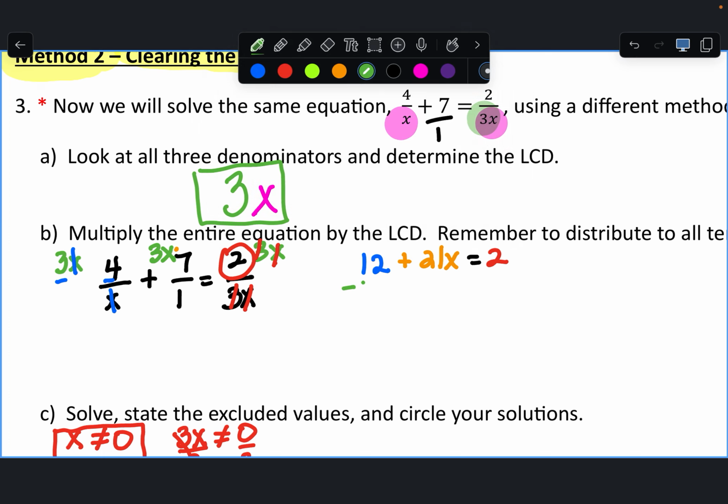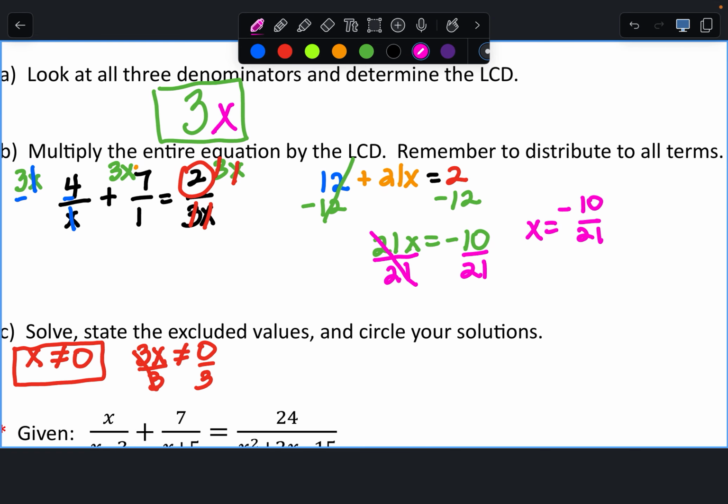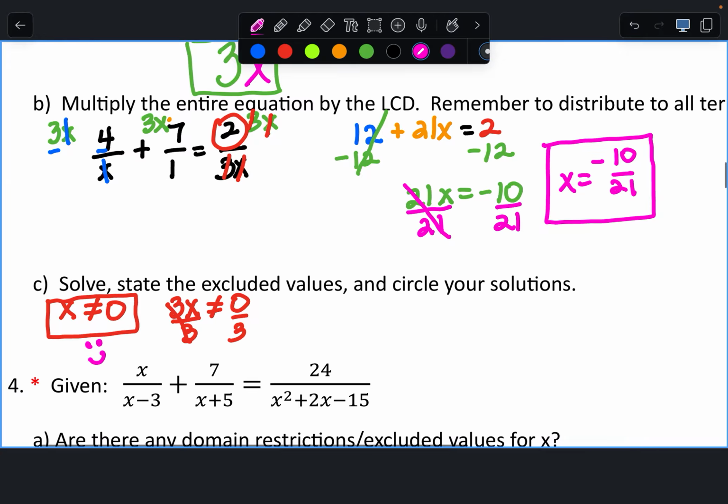So I'm going to subtract 12 on both sides. And I'd get 21x equals 2 minus 12 is a negative 10. Divide both sides by 21. And you get x equals negative 10 over 21. So they told us to circle our solution. As long as we make sure it's not this domain restriction, as long as it's not a 0, this can be an answer. So this is definitely my answer. So that is that problem all the way done.